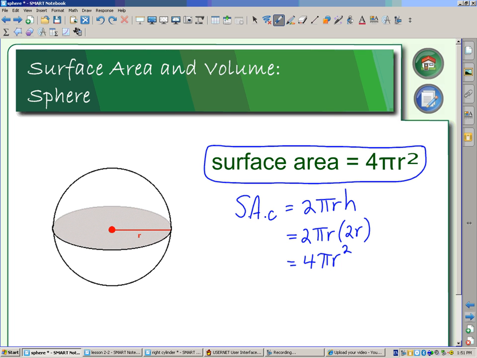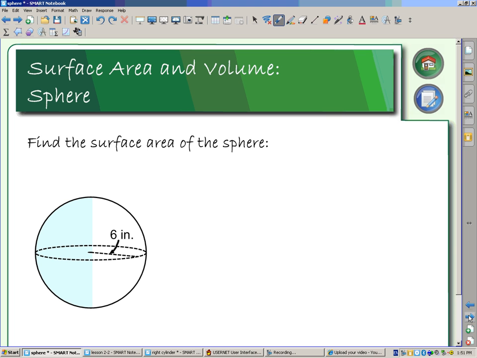Do you need to know that? No, but do you need to know the surface area? Yes. So you need to know the formula is 4 pi r squared. So let's look at doing a question, shall we? Let's find the surface area of this sphere.